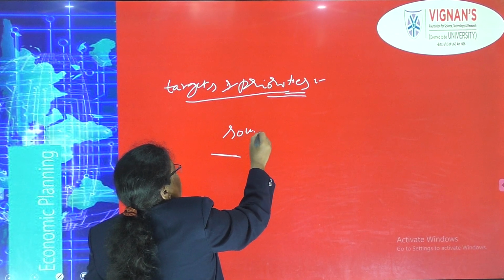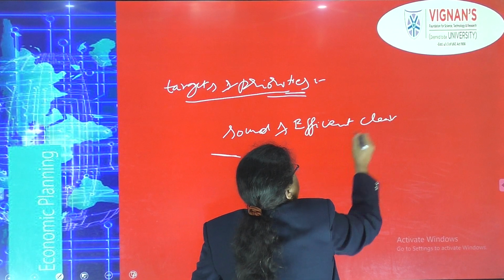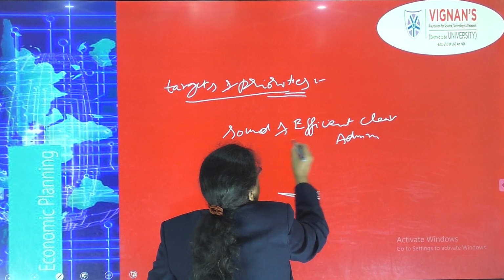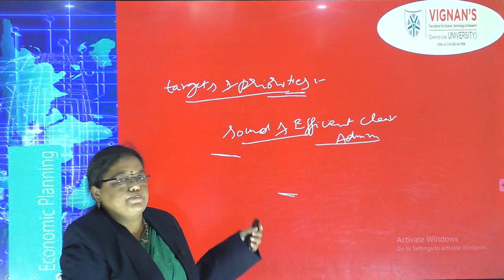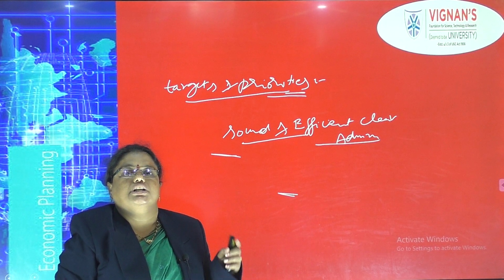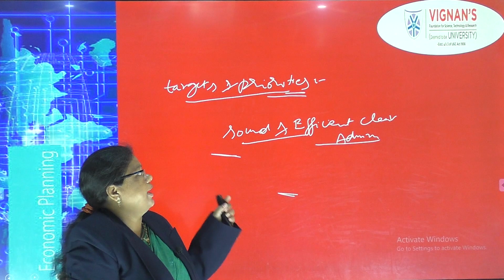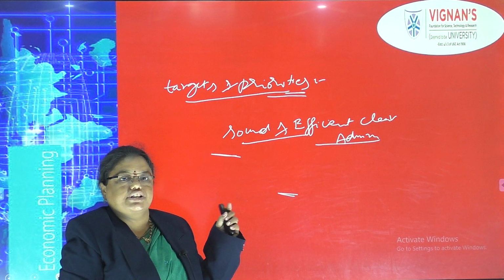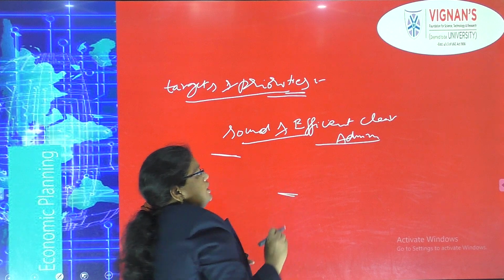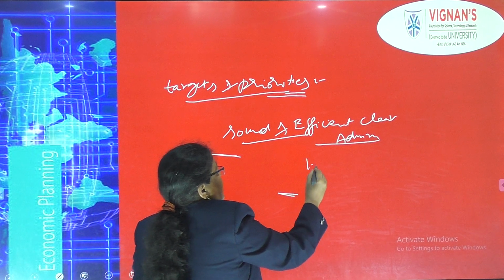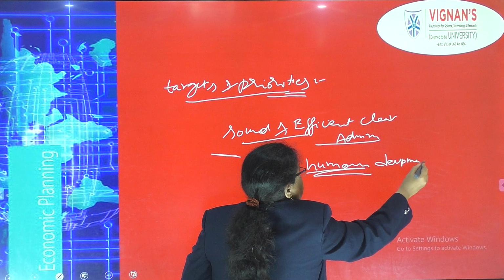Last one is sound, efficient and clear administration. Efficiency of economic planning depends upon sound and clear administration, that is, administration free from corruption. This efficient and clear administration leads to human development also.